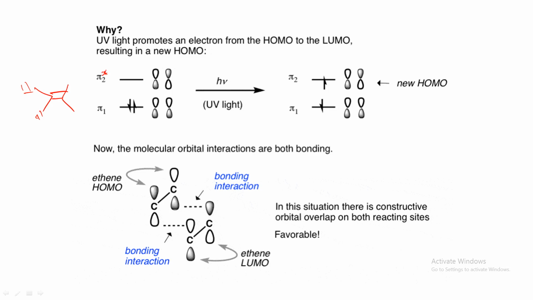So if in thermal condition we need to do a 2 plus 2 cycloaddition reaction, for this kind of cycloaddition reaction we need to have a HOMO-LUMO bond formation, right? So one molecule's HOMO would react with another molecule's LUMO, and bond formation would occur. So let's see what would happen if we do this in thermal condition. So it is the HOMO of the molecule, and it is like this.